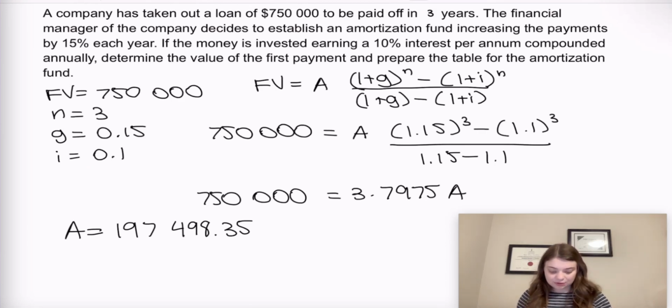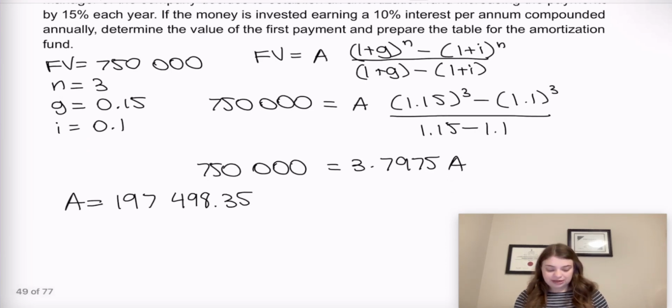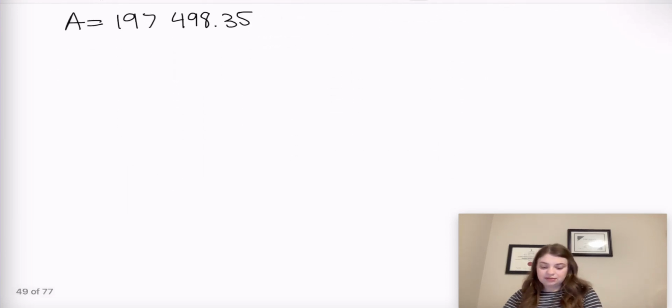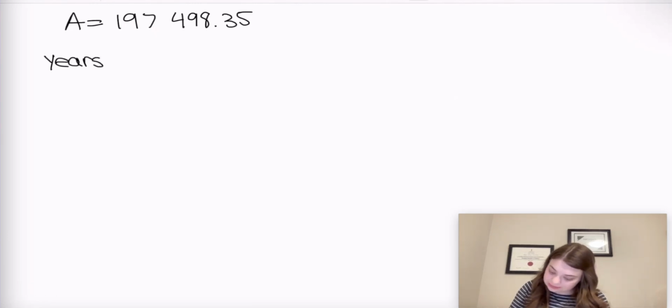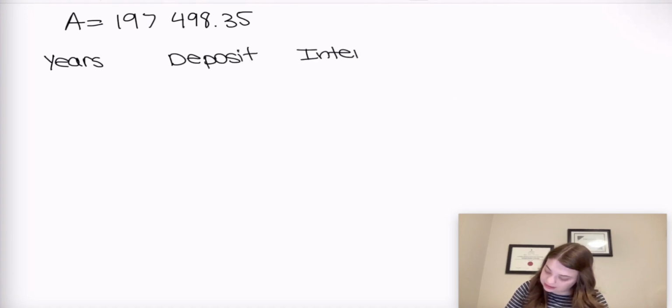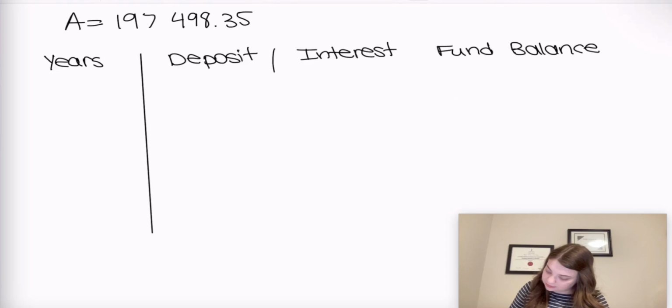Okay. Next, we're going to start to prepare the amortization table. So the categories we need for our table are going to be the number of years, the period in years, the deposit for the year, the interest that we made that year based on the previous deposits and also the previous interest as well, and then the fund balance. So those are the 4 categories here for our table. And let's just draw some lines.